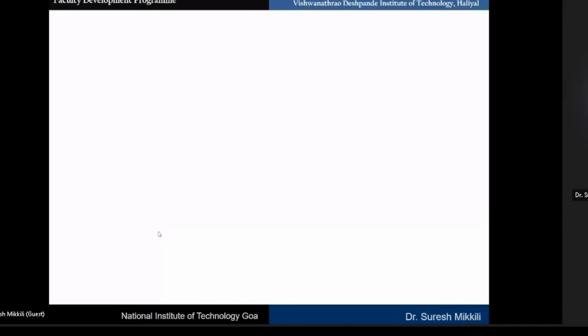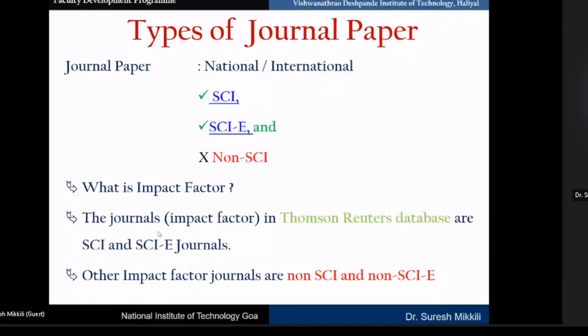There are different types of journals: national, international. Now most of the journals are international. They talk about SCI. What is SCI? Science Citation Index journals. What does it mean? Whatever science and technology work you are doing, that work will be cited and indexed in the Thomson Reuters database.